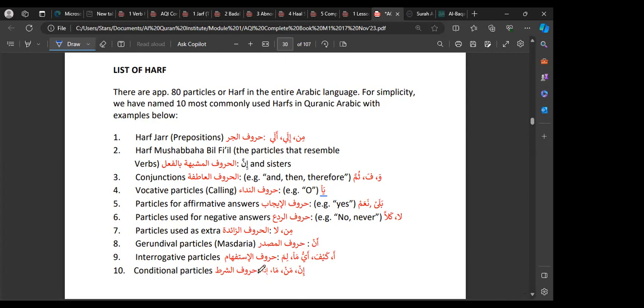And then lastly, the conditional particles. So I will pass the test if I study. In, man, ma, ila. It connects two sentences with a condition. So these are the 10 common categories of particles.